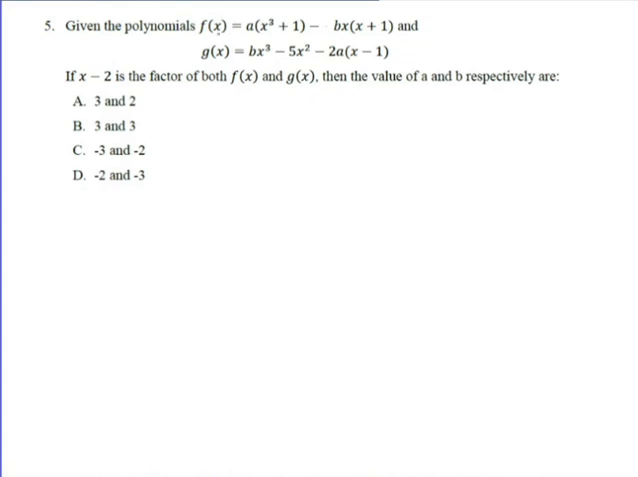Given the polynomials, f of x is equal to a times x cubed plus 1 minus bx times x plus 1. This is f. And g of x is bx cubed minus 5x squared minus 2a times x minus 1. Given these two functions, if x minus 2 is the factor of both f of x and g of x, then the values of a and b respectively are.